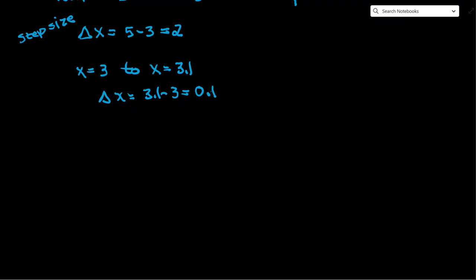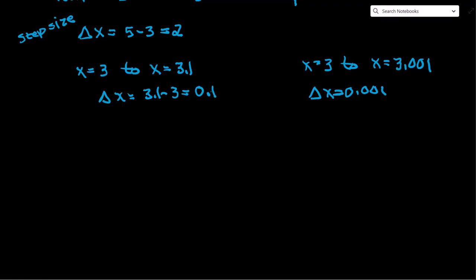We could also do something like x equals 3 to x equals 3.001. Here our change in x would have been 0.001. The step size can vary from one situation to another or one example to another, just based on how big of a step you take.